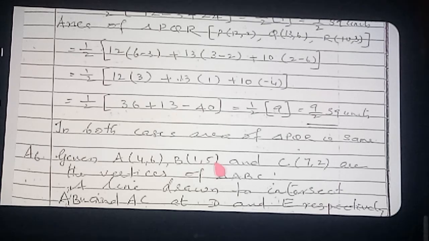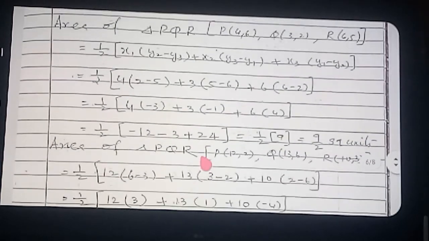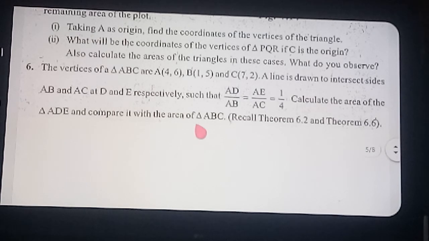Question number 6, this one. Here also you can see the question on the page above, it is there. It is the textbook PDF only. See the question here, question number 6. The vertices of a triangle ABC are given as A(4, 6), B(1, 5) and C(7, 2). A line is drawn to intersect the sides AB and AC at the points D and E respectively, such that AD by AB is equal to AE by AC is equal to 1 by 4. Calculate the area of the triangle ADE and compare it with the area of triangle ABC.